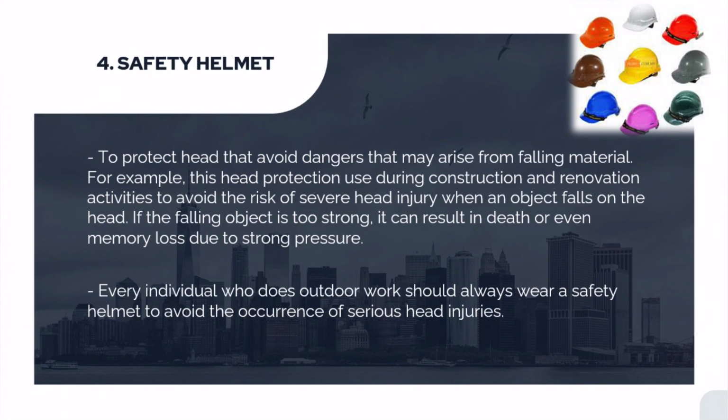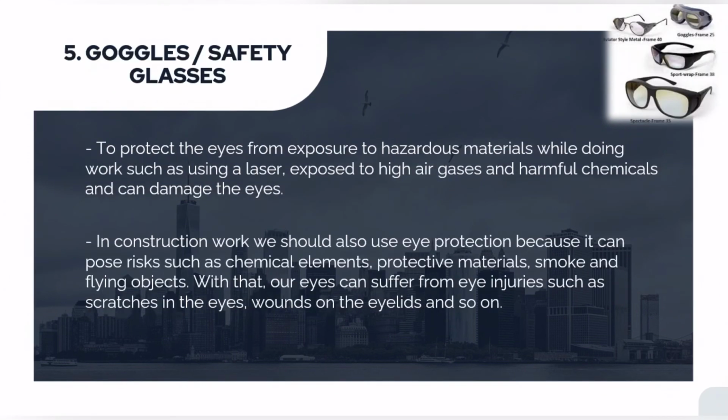falling material. For example, this head protection is used during construction and renovation activity to avoid the risk of head injury when objects fall onto the head. If the falling object is too strong, it can cause death or even memory loss. Every individual who does outdoor activity should always wear the safety helmet to avoid serious head injuries.